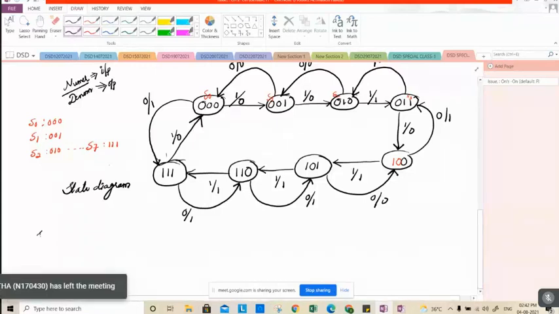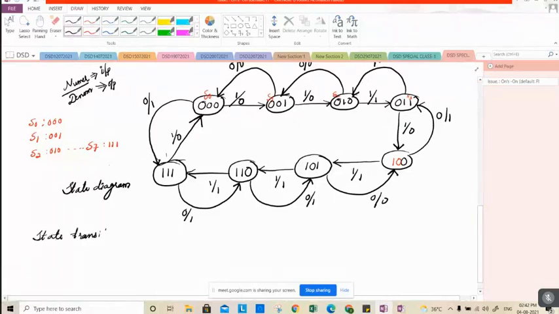Now the state transition table, how to draw the state transition table for this? In the state transition table, the first is the present state. How many bits are required to represent the present state? 2 bits or 1 bit or 3 bits? 3 bits are required. Let it be Q2, Q1, Q0. Now what about the external input? How many bits is it? Only one, right? Let it be X or C or Y or something else.